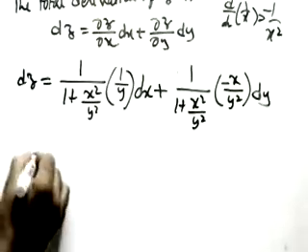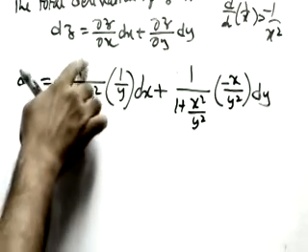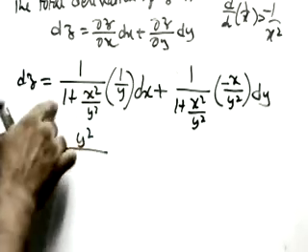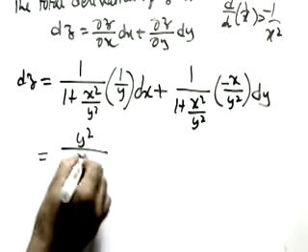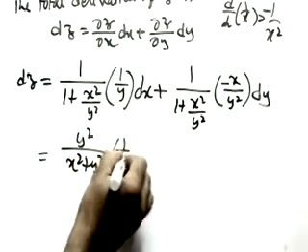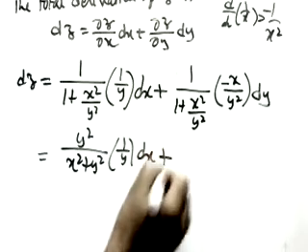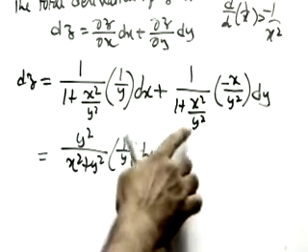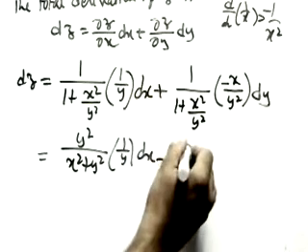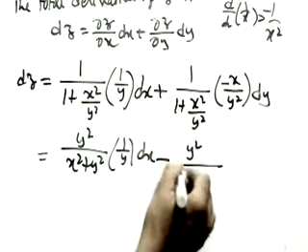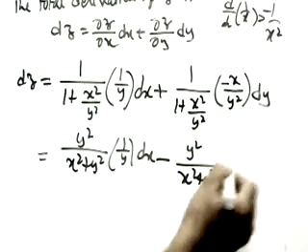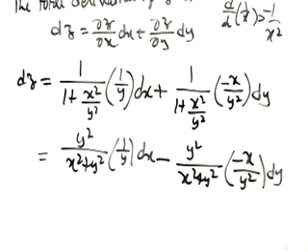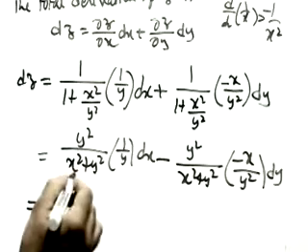Now let me take the LCM. If you take LCM, this y square will go into the numerator: y²/(x²+y²) into 1 by y dx. So plus into minus, this is minus. Again, if you take LCM, y square comes in the numerator: y²/(x²+y²). What is left here? Minus x by y square dy.